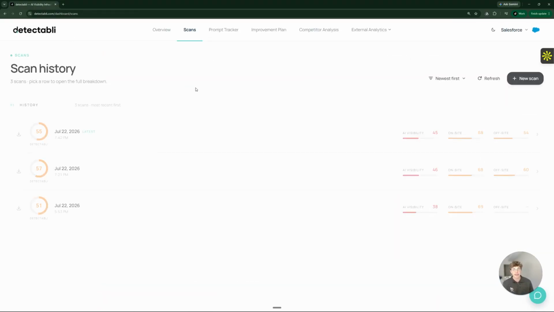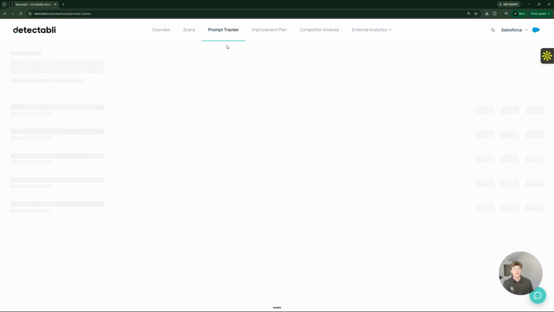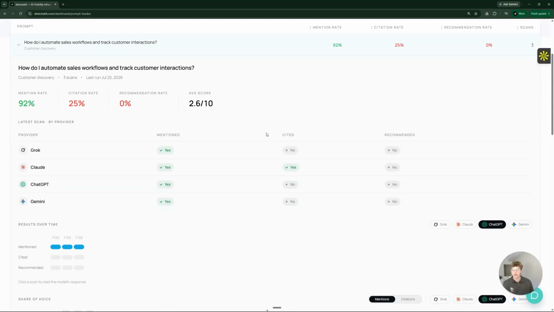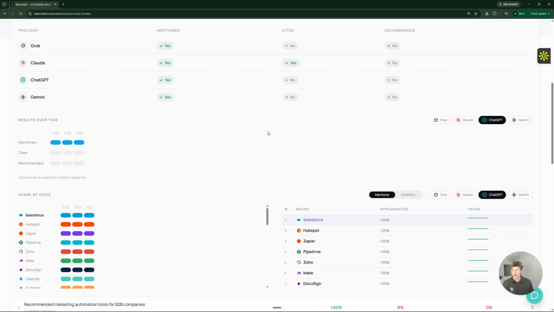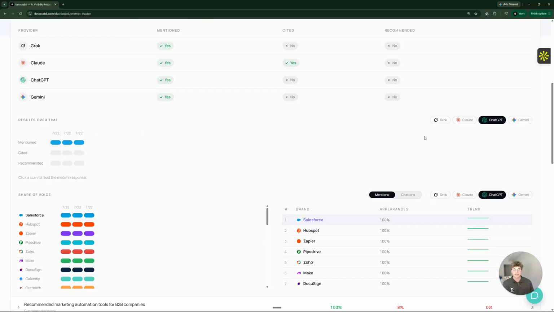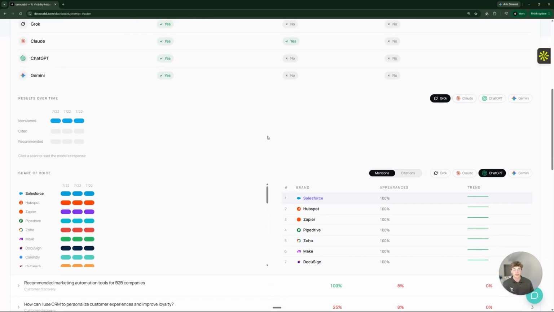Moving out of our scan and into our prompt tracker, this is where you can see the accumulation of all the prompts that we've been tracking, as well as being able to view them over a long period of time. We give you access to view the per provider results, as well as understanding the share of voice. So in all of the times that this prompt was run, you have the ability to see whether specific companies were mentioned or not mentioned.